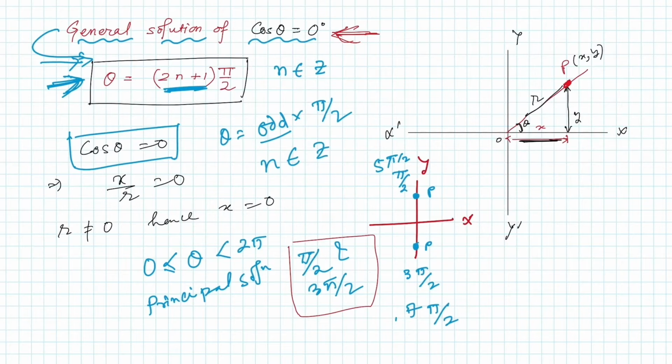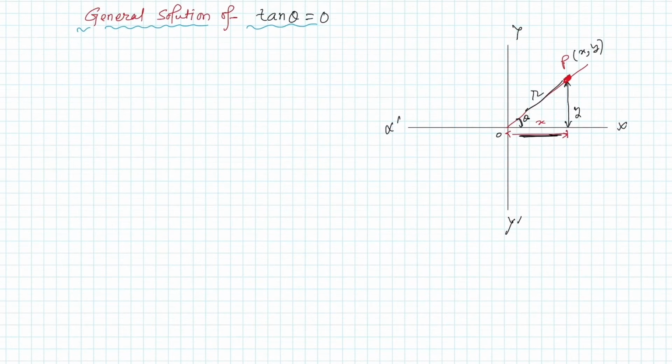Now let me show you how to find the solutions of tan theta equal to 0 and cot theta equal to 0. Now the general solution of tan theta equal to 0 is theta is equal to n pi. It is the same as sin theta equal to 0. The general solutions of sin theta and tan theta equal to 0 are both the same, where n belongs to Z. Now let me explain.